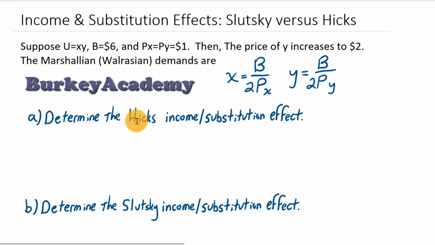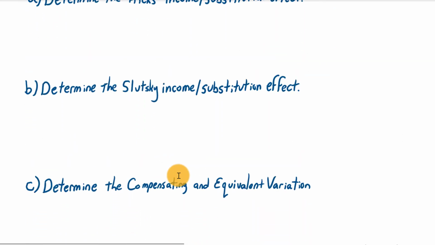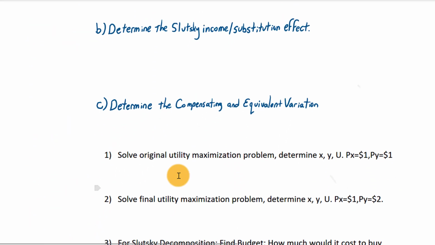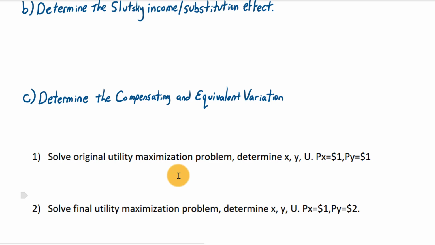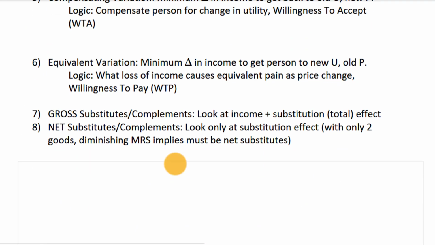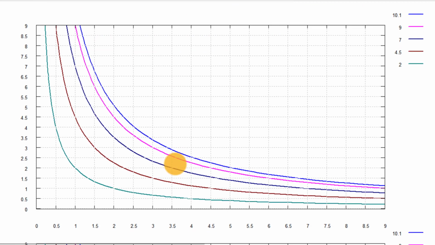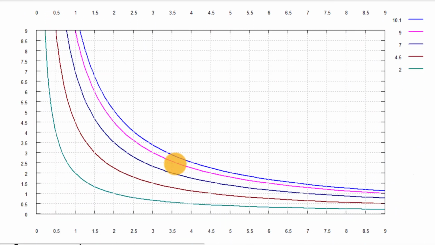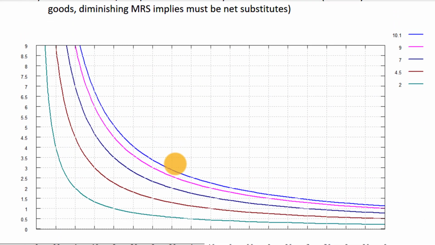We want to determine the Hicks income and substitution effect and the Slutsky income and substitution effect, and we're going to determine the compensating and equivalent variations. I have this handout that you can download at the link in the video below. I encourage you to go ahead and print it out so that you can do this along with me. Down here, we have a printout of some indifference curves, and we have two different sets of indifference curves here. They're the same, but we're going to use one of them to illustrate the Hicks method and one to illustrate the Slutsky method.